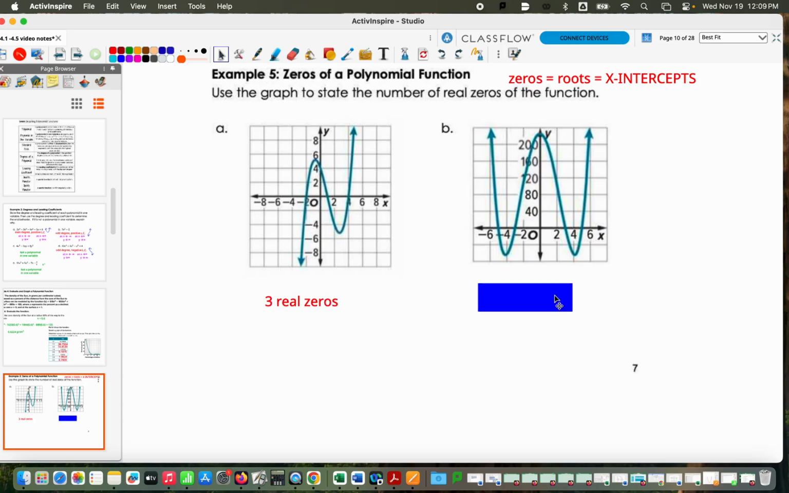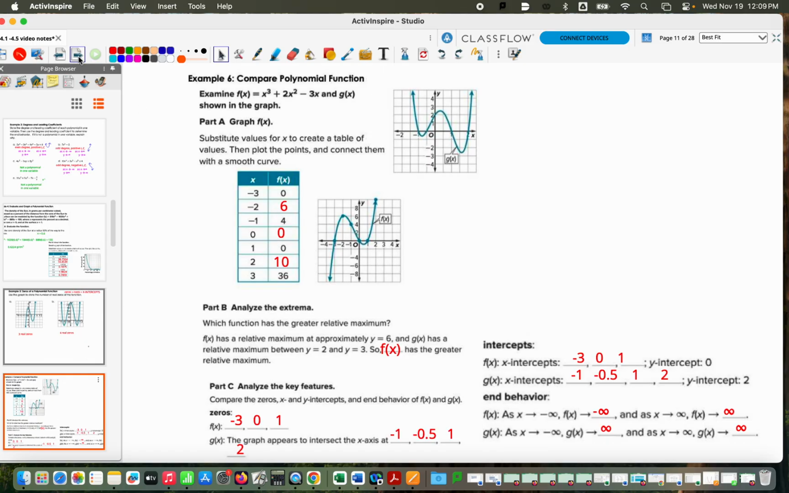This one has 1, 2, 3, 4. More about this down the road as we want to solve these. If you come across something in practice, they don't give you the graph, you can graph it yourself and then count the number of x-intercepts. All right, our last one is we're just going to compare some functions. So g of x is already graphed for us. That was very nice of them.